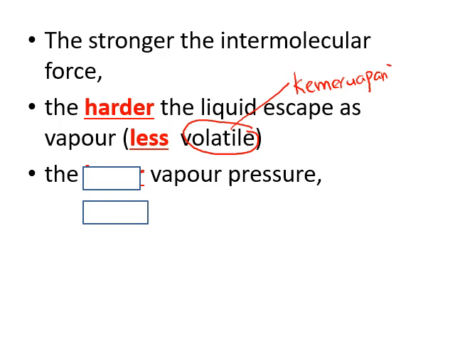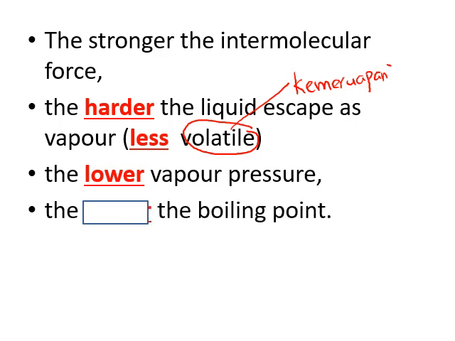If the liquid is less volatile, it means that the vapor pressure is lower. So if the vapor pressure is lower, the boiling point is higher, because the boiling point is when the vapor pressure is equal to the external pressure.